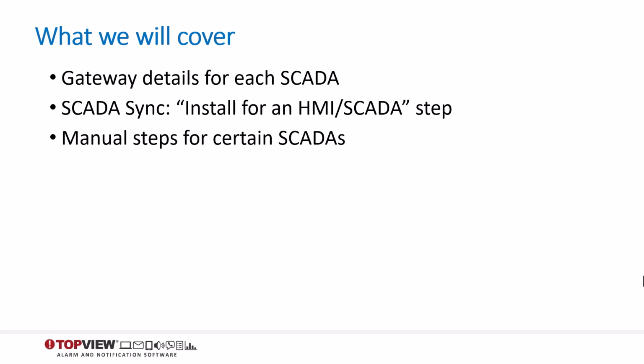This is usually the OPC server from the SCADA vendor. Next, we'll show you how to configure the gateway through the Install for an HMI step. We'll discuss the gateway configuration options and configure the gateway. A few SCADAs require the user to perform additional gateway configuration steps, so we'll discuss which SCADAs and where to find the details of the additional steps. For more information on the material covered in this video, please see the SCADA Sync User's Guide.